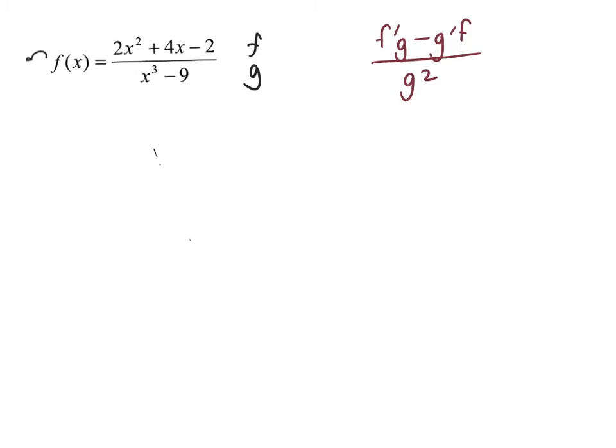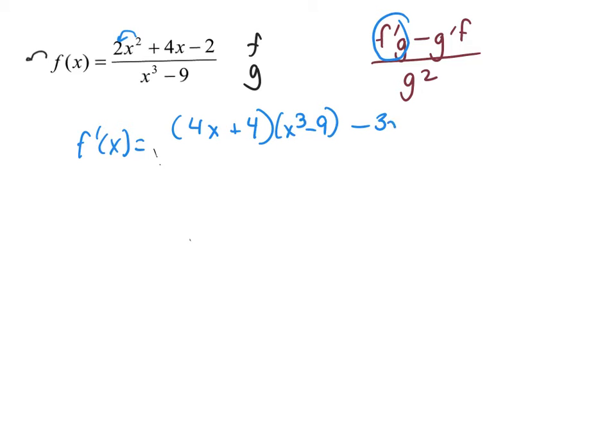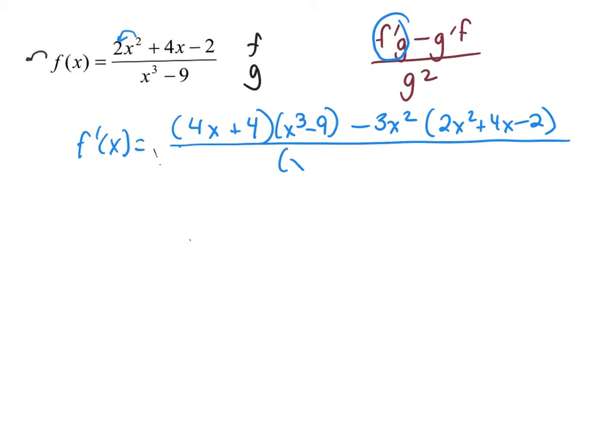So if we're going to find the derivative here of f of x, we're going to take the derivative of the top, which is going to be 4x, because I'm taking the 2 down and 1 less power, plus 4, and that's a constant, times g, which is x cubed minus 9. Minus g prime, so the derivative of the bottom is 3x squared, and then the 9 goes away, times the top, which is 2x squared plus 4x minus 2, all over g squared, which is x cubed minus 9 squared.